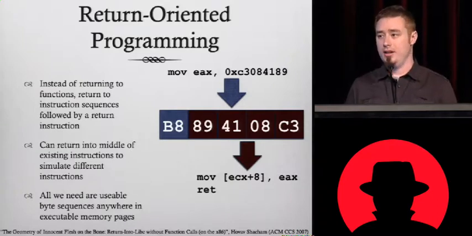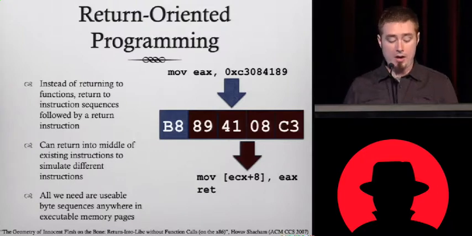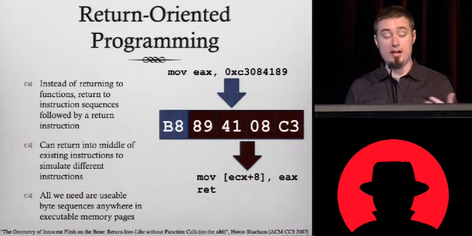And this is the main idea here. We can find unintended instruction sequences in legitimate instructions. And all we need to do is find these unintended sequences anywhere in executable memory that we know where it is. That's at a static or a known location.